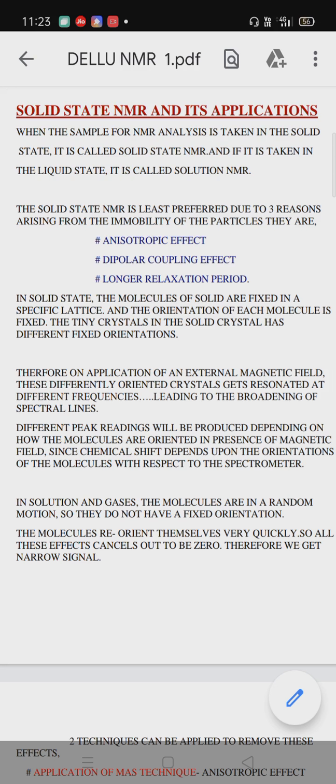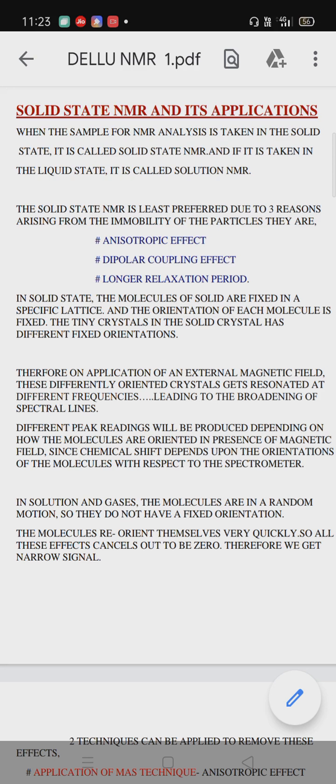Anisotropic effect is observed in compounds with pi electrons. When an external magnetic field is applied, the pi electrons circulate and generate a secondary magnetic field. This secondary magnetic field creates a shielding effect in some directions and a de-shielding effect in others. The dipolar coupling is the indirect interaction of two adjacent protons through a bonded electron. And the relaxation period is the time taken for an excited proton to return to its ground state.